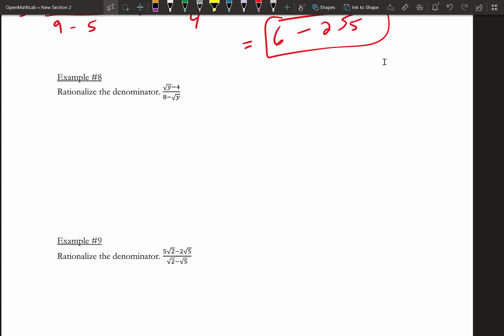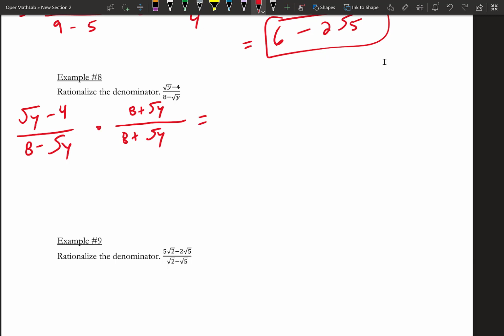And then number 8, I have the square root of y minus 4 divided by 8 minus radical y, right? So again, the technique for this is to multiply by the conjugate. So this would be 8 plus radical y, right? Keep the same thing in the denominator, but change the sign in between, right? So this gives me radical y minus 4 times 8 plus radical y, all divided by 8 minus radical y times 8 plus radical y.